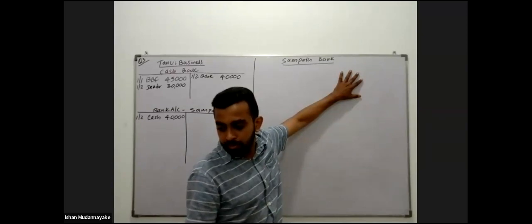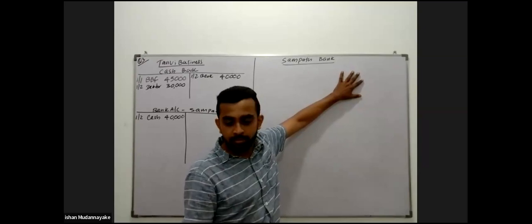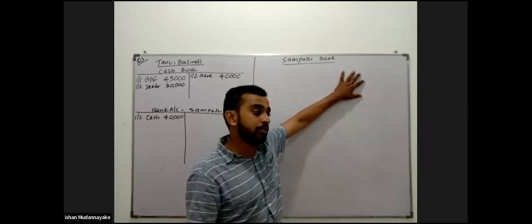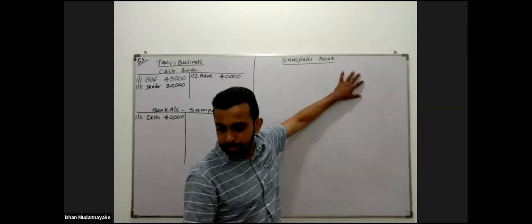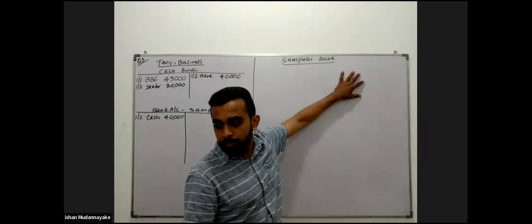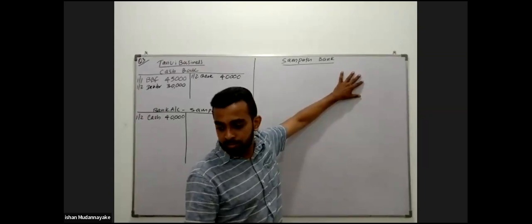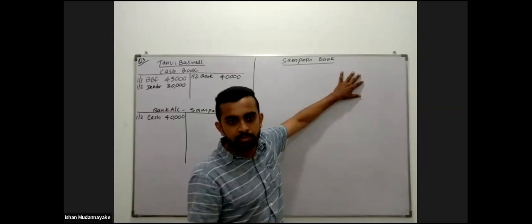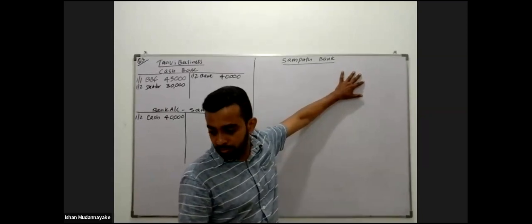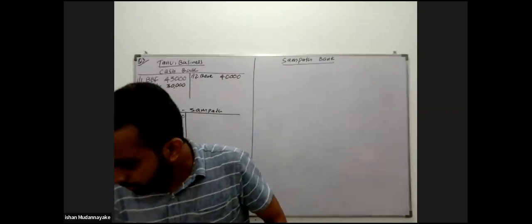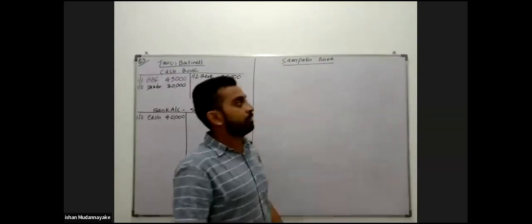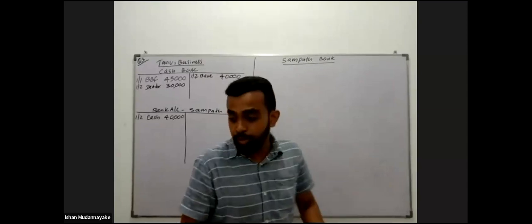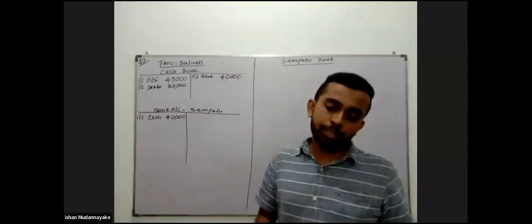Sampath Bank received cash from Thanvi. For the received cash, how to pass the double entry at first? Which account to debit? Only one account is debited. Sampath Bank, one of the businesses, received cash from Thanvi. Cash account. Yes, correct. Received cash, so cash account at first debit. Cash account debit.